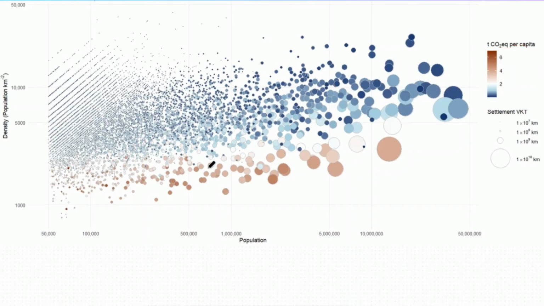So what we can see here is that this graph shows the pattern of how population and density relate to these two different variables: emissions from transportation and total amount of driving. Now that we have an understanding of what this graph is showing, and you get some sense about where the different colors are, let's look at some specific examples.